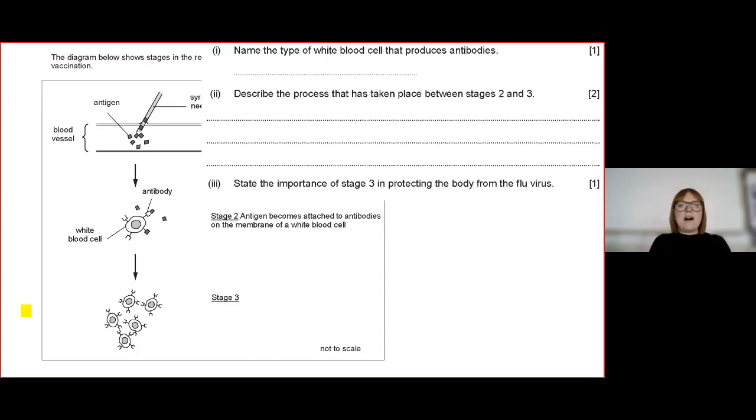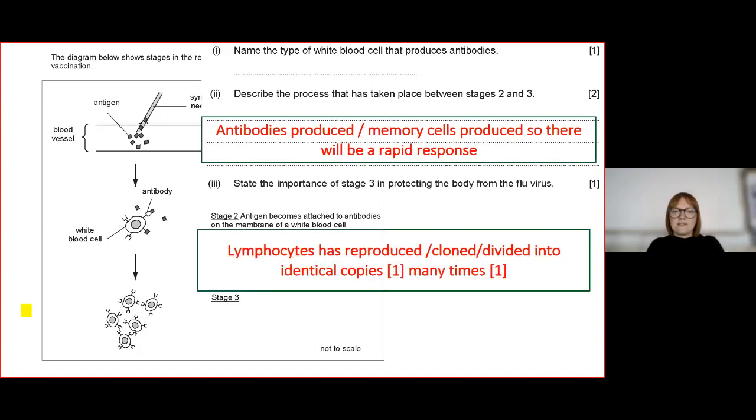Now the question is, part 1, name the type of white blood cell that produces antibodies. This is a 1-mark question, so have a little think what you would write for that one. Here we go. So we've got lymphocytes. Describe the process that has taken place between stages 2 and 3. Stage 2 is here and stage 3 is at the bottom, and as you can see, antibodies are being produced. I think these are in the wrong order actually. I think this one should describe the process taking place between stage 2 and 3, sorry.